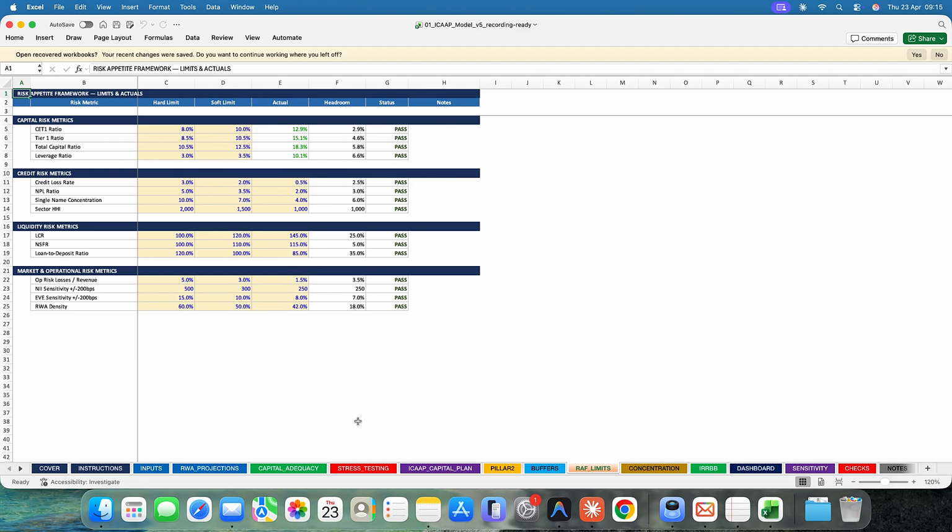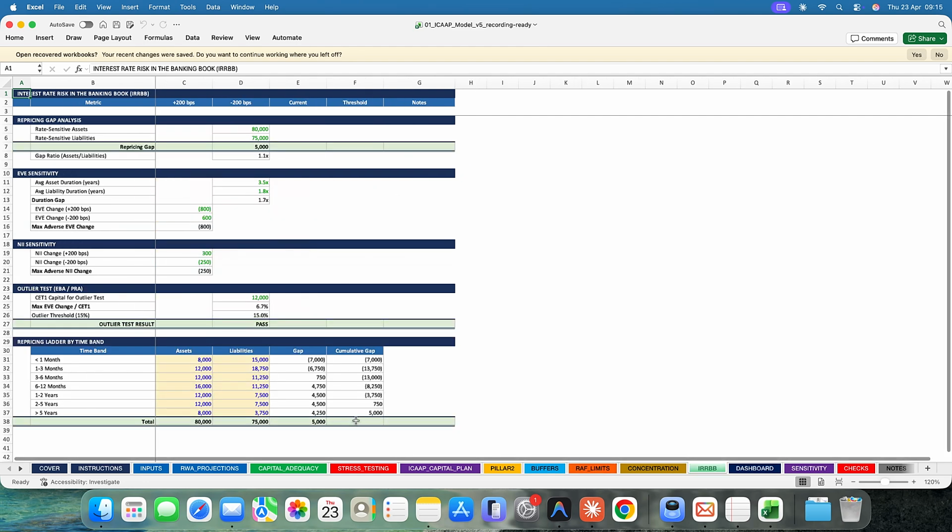Every limit the board has set with actual against threshold. Credit concentration. Interest rate risk in the banking book. A full repricing ladder with NII sensitivity. Everything your ICAAP submission needs to demonstrate. Not in a separate file, built into this one.